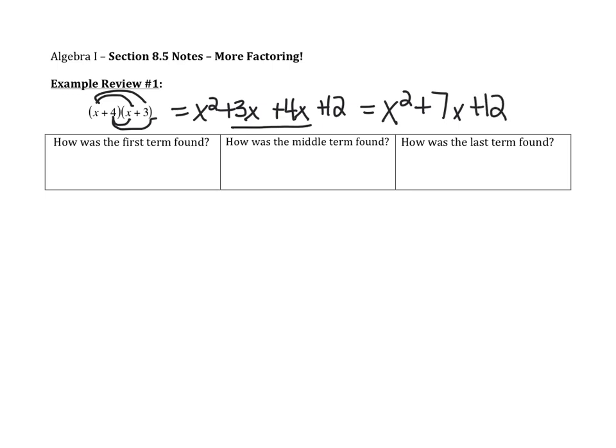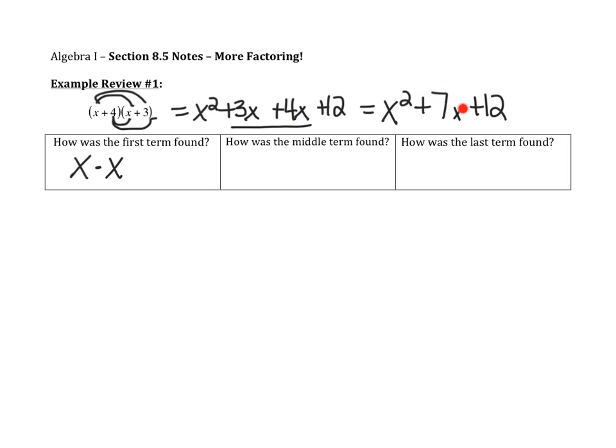So the first question says, how was the first term found? So the first term in our answer was x squared. We got that by taking the x times the x, which ended up being the first term in the first binomial times the first term in the second binomial. How was the middle term found?